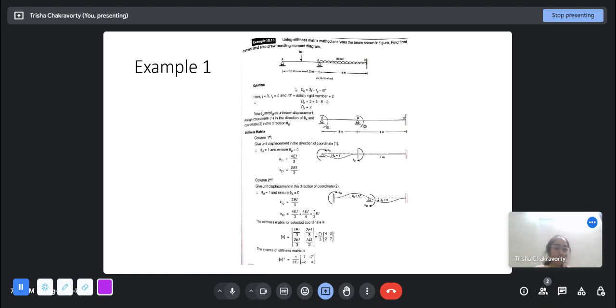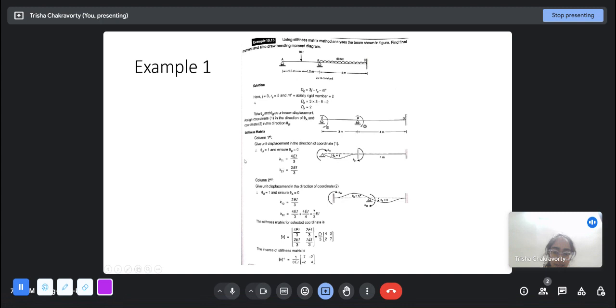Now, to get the stiffness matrix, we need to get the first column. What we will do, we will give unit displacement in the direction of coordinate 1, and we will see the force developed corresponding to coordinate 1 and corresponding to coordinate 2. Now, the force developed corresponding to coordinate 1 is, theta A is 1, and we have to ensure that theta B is 0. So as we know from before, using the fixed end moments, we get K11 is 4EI by 3 and K21 is 2EI by 3.